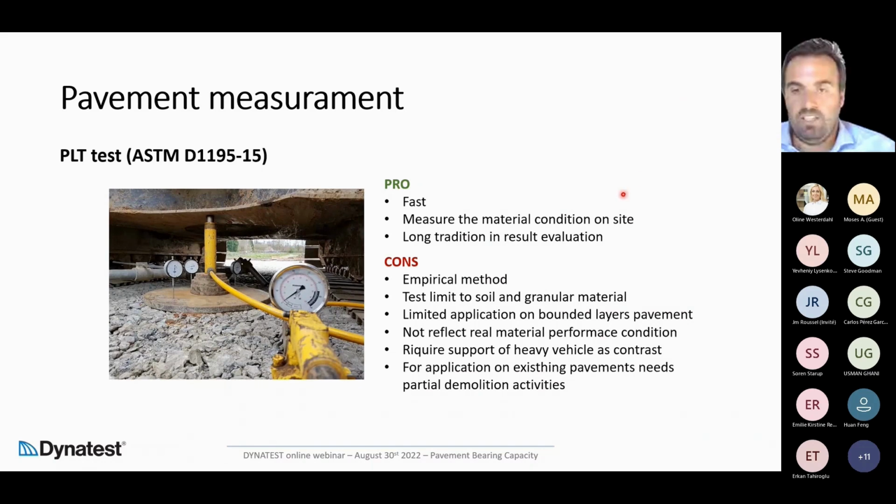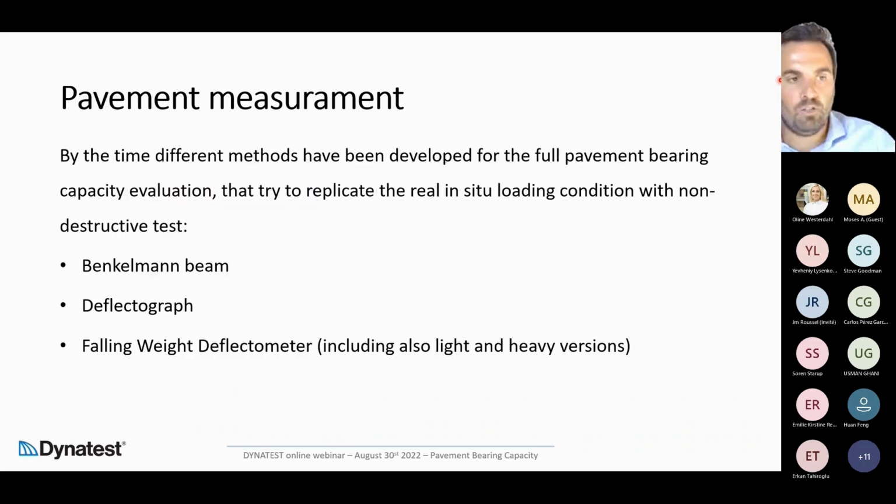The PLT requires the support of a vehicle as contrast, and of course it cannot be applied directly to existing pavements; in that case they need to create a pit where the PLT is placed. So over time, different methods have been developed for full pavement bearing capacity evaluation that try to replicate the real in situ loading condition with non-destructive tests. Most of these tests are the Benkelman beam, the Lacroix deflectograph, and then the falling weight.